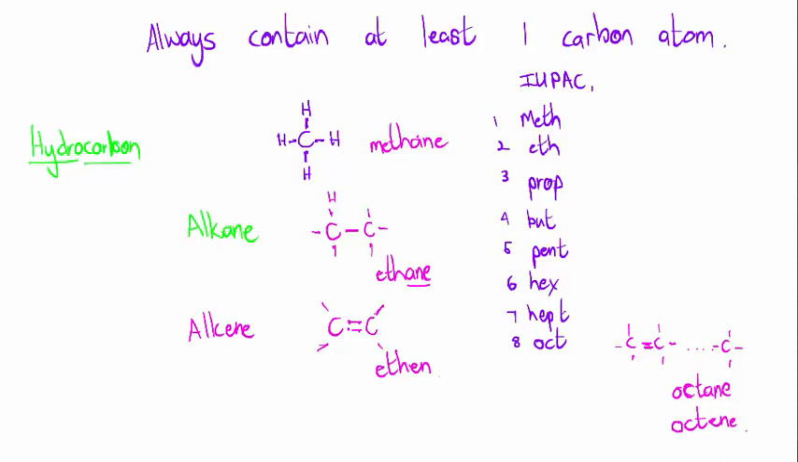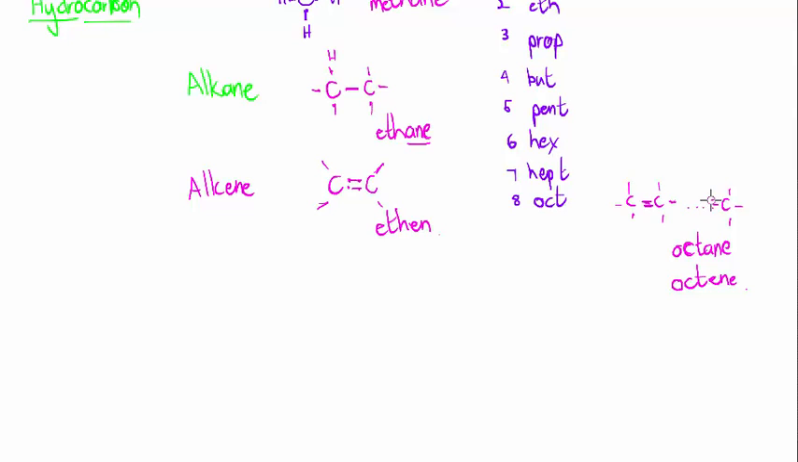Okay, but there might be 2 double bonds in there, and then it would be called octadiene. So the diene would tell me there's more than one. Triene, there would be how many? 3. There would be 3. But now I just need to say, where are those double bonds? So I'll need to number my carbon chain so that I can say where the double bonds are.